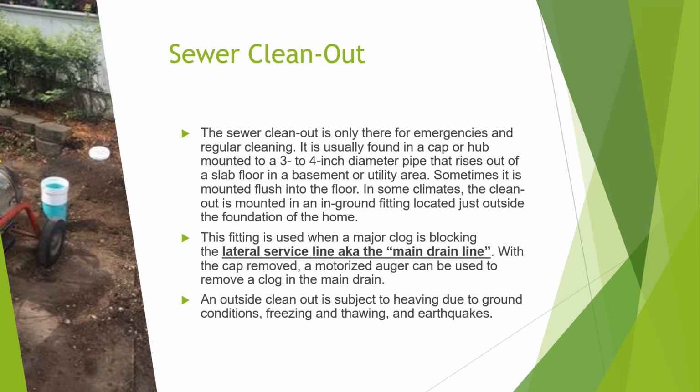The sewer cleanout is usually only there for emergencies and regular cleaning. It's usually found in a cap or hub mounted to a 3 to 4 inch diameter pipe that rises out of the slab floor in the basement or utility area. Sometimes it's mounted flush to the floor. In some climates, the cleanout is mounted in an in-ground fitting located just outside the foundation of the home. This fitting is used when a major clog is back blocking the lateral service line, also known as the main drain line. With the cap removed, a motorized auger or electric snake can be used to remove a clog in the main drain.